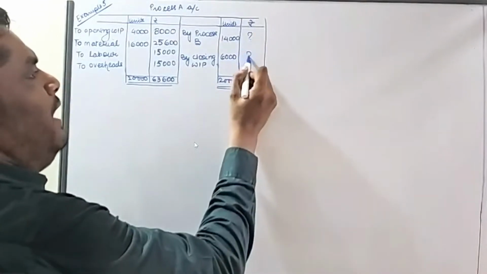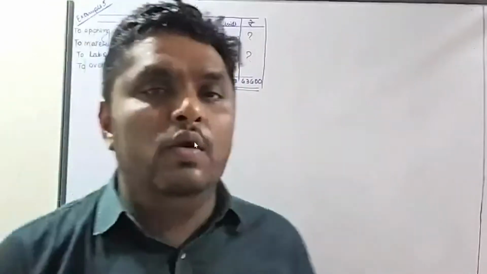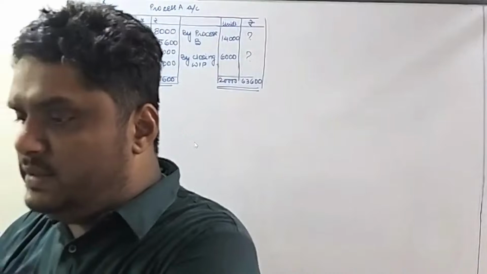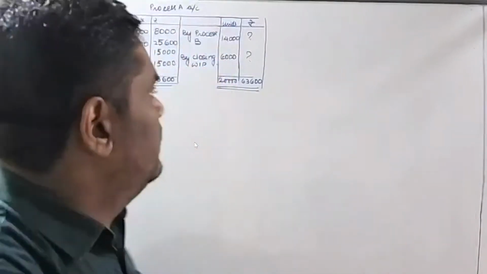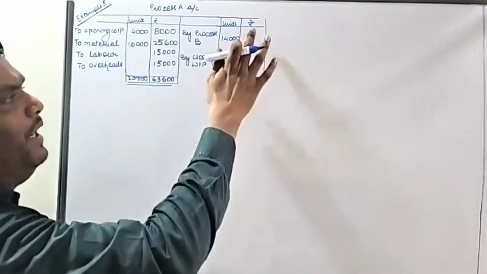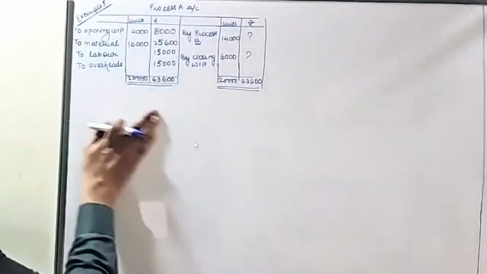So now we need to calculate the value, that is we need to distribute this total cost of 63,600 among these two, that is the units that are transferred to the next process and closing work in progress. If you guys have any doubts till now, you can please post your queries. Now, the point is the cost can be distributed among these two, either using FIFO method or weighted average method. So we'll be discussing both the methods one by one. So let's start with FIFO method first.